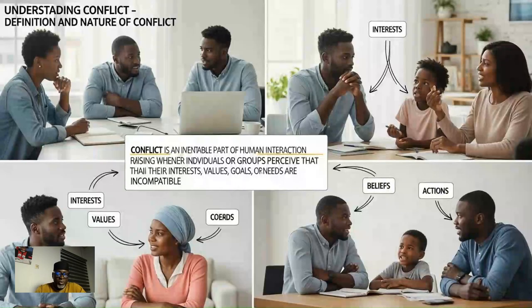It arises from different needs, different values, different beliefs and goals. Conflict can manifest in various forms, from personal disputes to large-scale social and or political conflict. So, understanding the nature and types of conflict is the first step towards effective management and resolution.